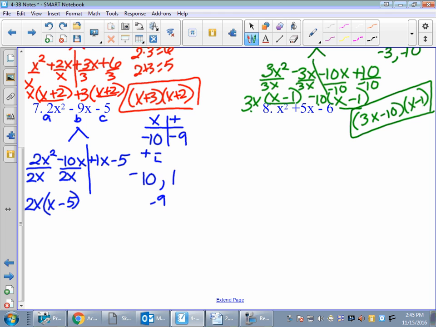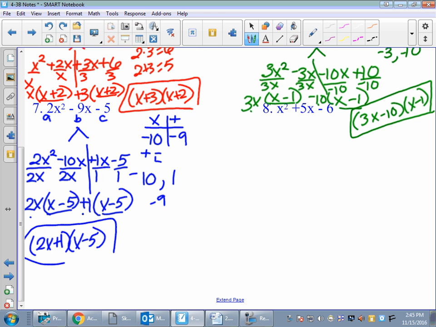On the inside, I'm going to divide by 1, divide by 1. That's a positive 1, x minus 5. The minus 5, x minus 5 match up. That tells me I'm doing it right. So I put these outside numbers together: 2x plus 1, x minus 5. And there's the solution. So it's very repetitive.